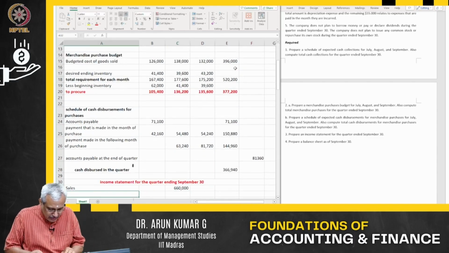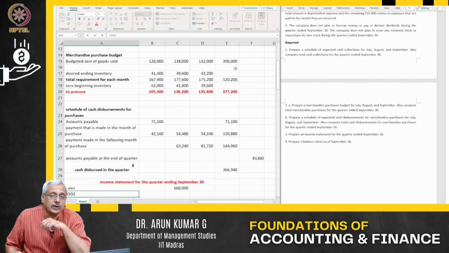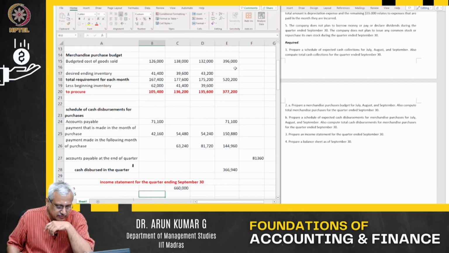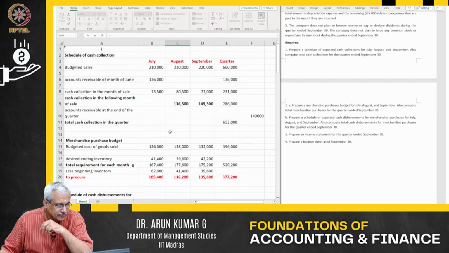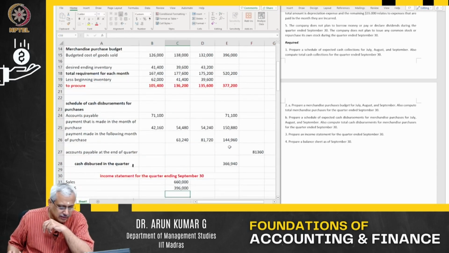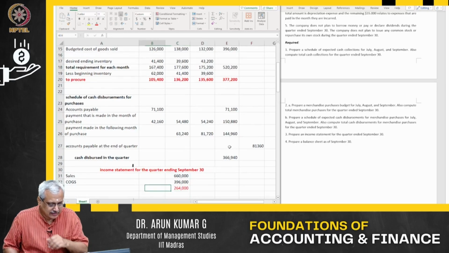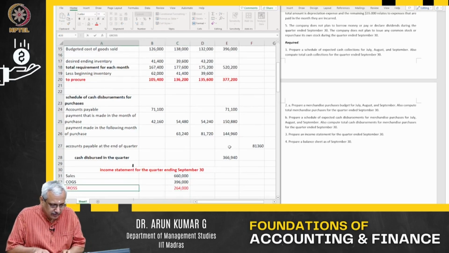What is the COGS, the cost of goods sold? COGS for the quarter is right from here in this particular case. That is the budgeted cost of goods sold, the total cost of goods sold. This is the total cost of goods sold. So, what is the gross margin out here? This is what we call the gross margin.